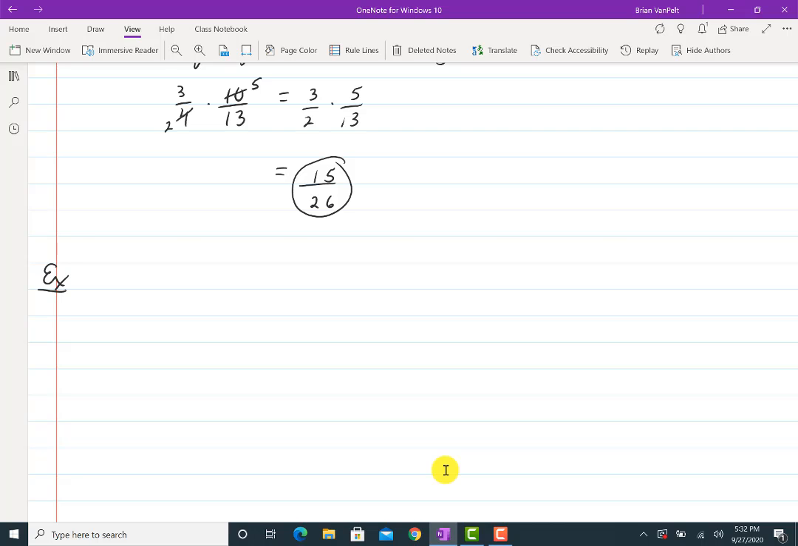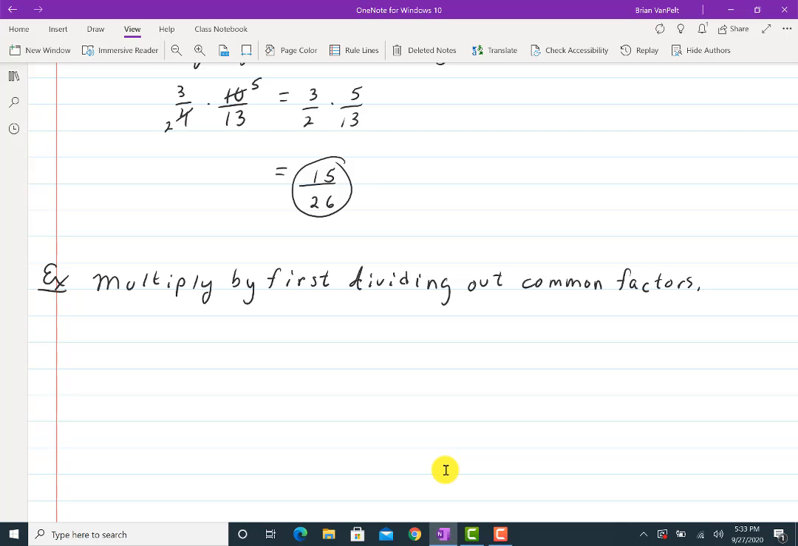So I'm going to multiply by first dividing out common factors. And let's see what we have. Here I have negative 2/3 and negative 1/8.